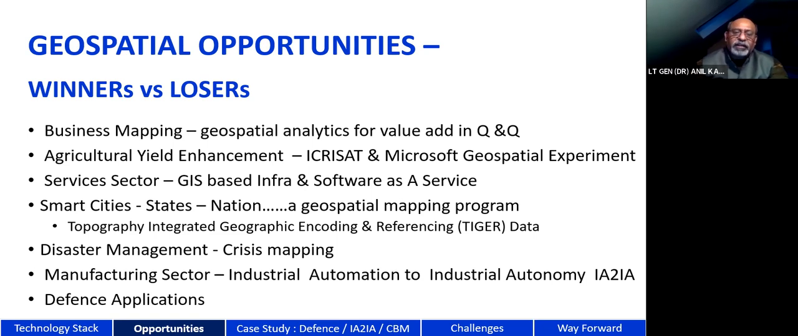I recall having read a paper on this, in which in America, way back in the 1980s, they started a program called TIGER, Topography Integrated Geographic Encoding and Referencing. Every possible point was geomapped. Geographers, along with scientists and technologists, created a TIGER database, which made all the difference in mapping every piece of ground.